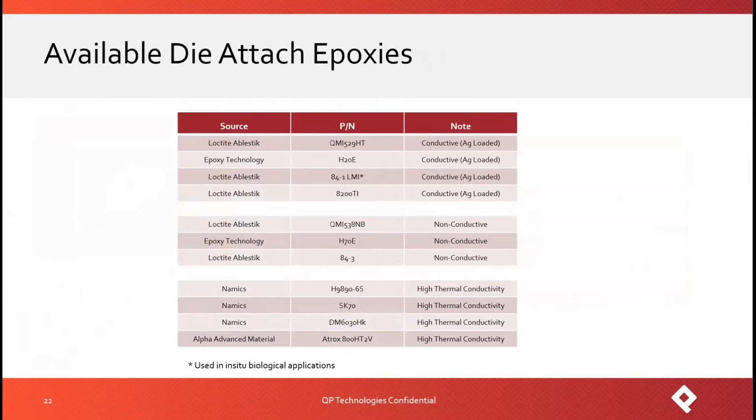Die attach materials: we have a number of different conductive, non-conductive, and highly thermally conductive materials. These are basically the epoxies. We have your solder, gold, tin, and other attach options also available.